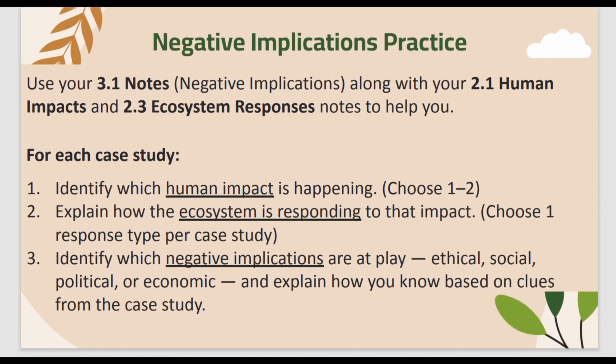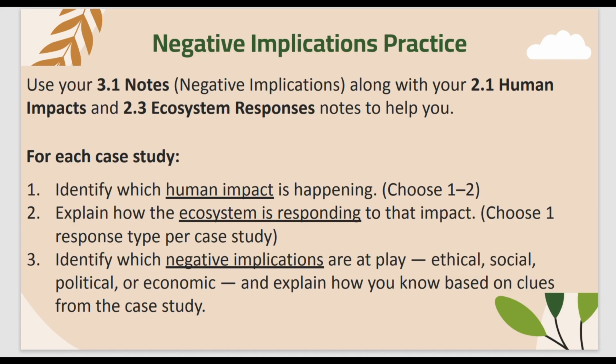Alrighty. So, using that info, we are now going to do some 6 practice problems, tying everything together. To do these 6 practice problems, you're going to need the following resources. You're going to want this set of notes. You are going to want to go back and look at those 4 implications: ethical, social, political, and economic. You will also want your pink 2.1 human impacts, the one that talks about habitat destruction, overexploitation, pollution, invasive species, and climate change. And you're also going to want that 2.3 ecosystem responses article, the one that you had to mark up.